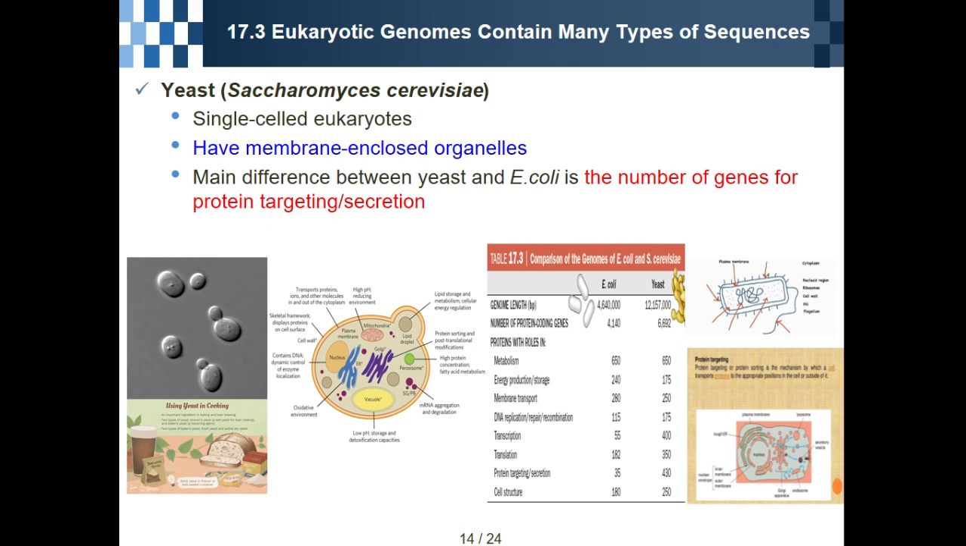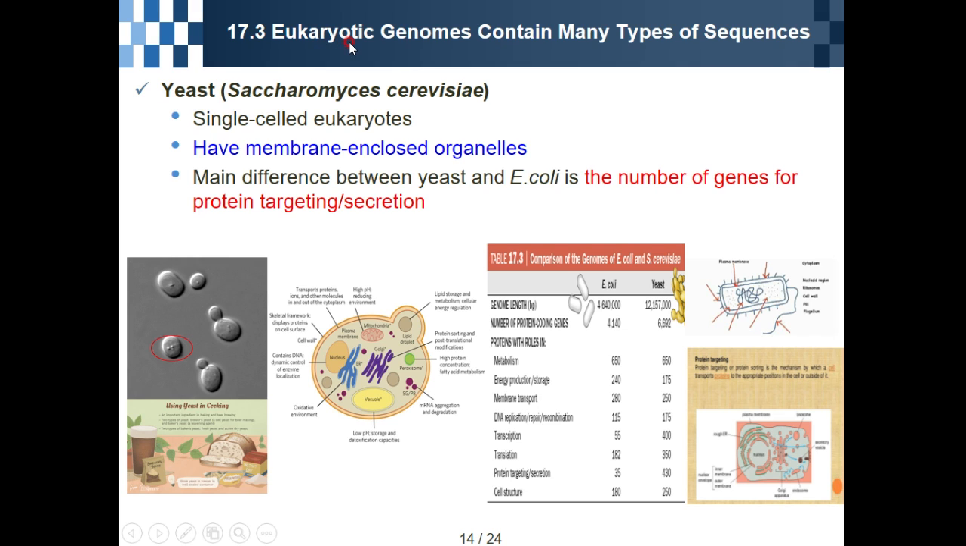From this point on, I will mention several examples of eukaryotes. The first one is yeast. To make bread or to make beer, people use yeast. Yeast is a eukaryote.